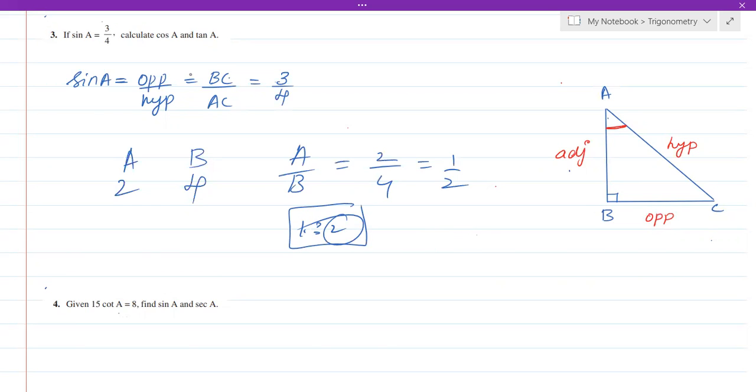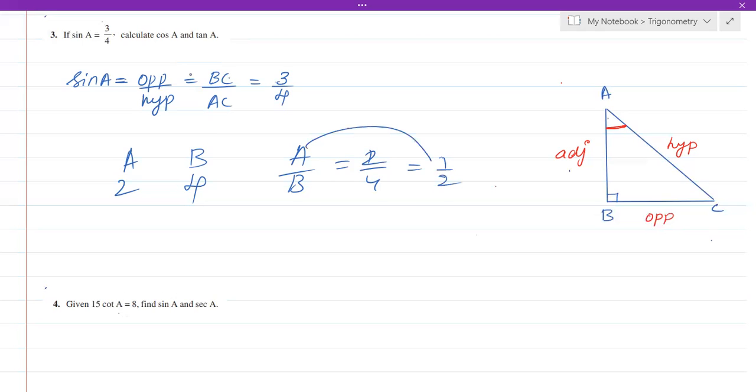So 2 by 4 is equal to 1 by 2. That's what we have got. Can I tell A is equal to 1 and B is equal to 2? Is that the actual value? No. The actual value of A was 2 and the actual value of B is 4. But when we take ratio, we always reduce it to the simplest form.